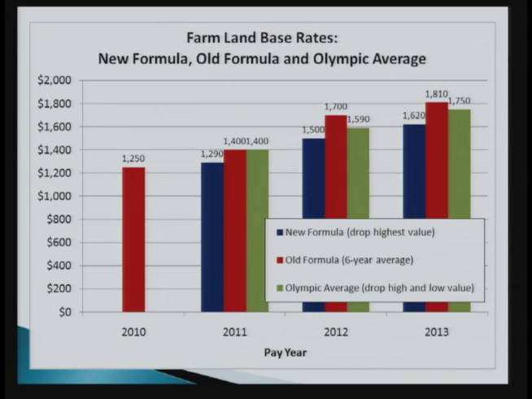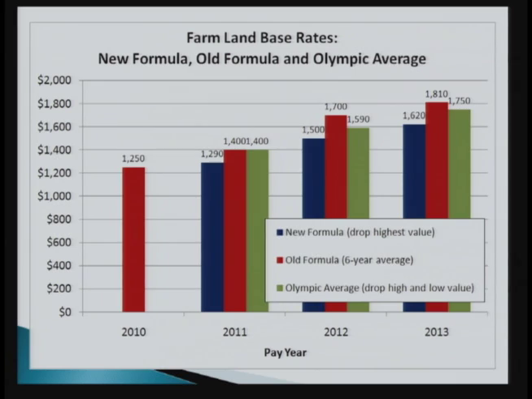And of course, since you drop the highest value from the average, that reduces the assessed value, the base rate for farmland. And so we expect that the base rate for farmland for taxes payable in 2011 will be $1,290, which is about a 3% increase from $1,250. Had we not made this change, had we used the old system where you averaged just the 6 years together without dropping the highest rate, the number would have been $1,400, and you see that in the middle bar.